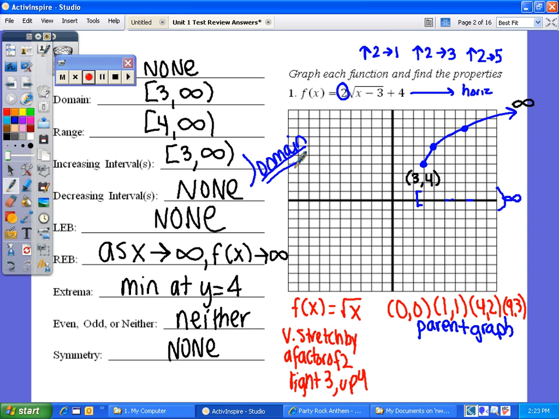Left end behavior: it never approaches negative infinity, so it's none. Right end behavior: as it approaches positive infinity, the graph continues to increase to positive infinity. There is an extrema. It's a minimum point at y equals 4. It is neither even nor odd, and that means it has no symmetry. Alright, on to the next one.